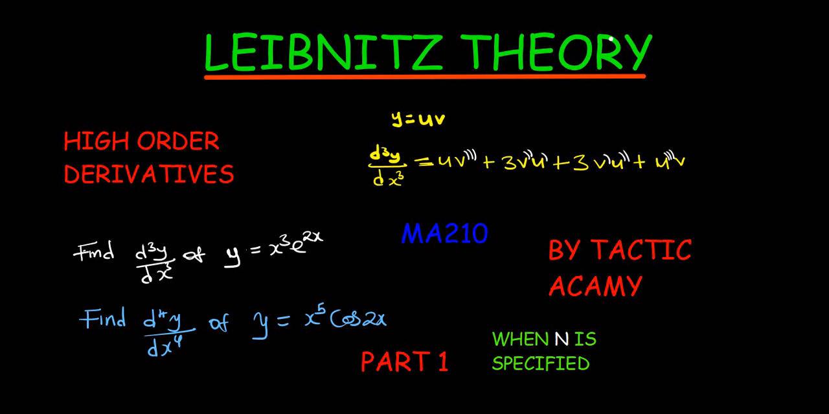Alright. So this is MA210. These questions have been coming of this type, of this kind. So just know that after this video you're able to get, I don't know if it's 80 marks, something like that. And you look at Leibnitz theory. In this part 1, it is of the product type. Alright, so shall we start?